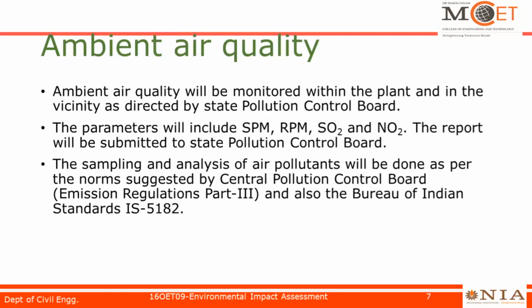Ambient air quality. So this will be monitored within the plant and in the vicinity as directed by the State Pollution Control Board. The parameters will include the SPM, that is suspended particulate matter. RPM is respirable particulate matter. SO2 is sulfur dioxide. NO2 is nitrogen dioxide. The report will be submitted to State Pollution Control Board. The sampling and analysis of the air pollutants will be done as per the norms suggested by the CPCB and also the Bureau of Indian Standards as per code IS 5182.